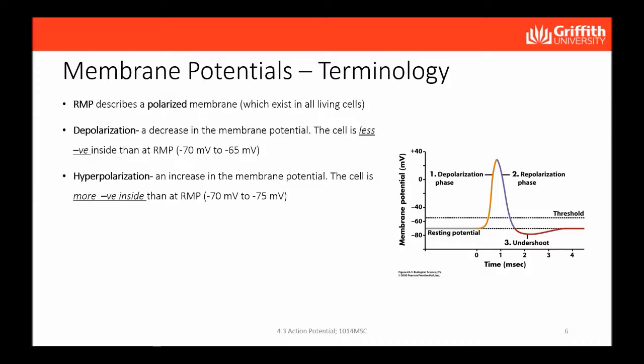Hyperpolarization is an increase in the membrane potential, which means the inside of the cell becomes more negative or moves further away from zero, compared to the resting membrane potential. For example, a change in the resting membrane potential from negative 70 to negative 75 millivolts would be considered hyperpolarization.